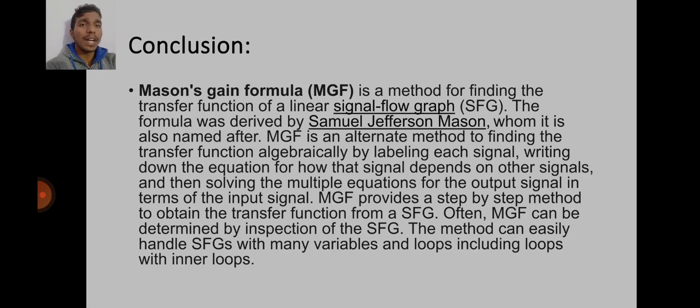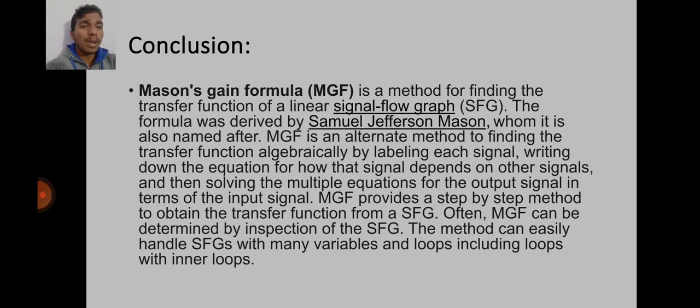Conclusion. Mason's gain formula, shortly known as MGF, is a method of finding the transfer function of a linear signal flow graph. The formula was derived by Samuel Jefferson Mason, after whom it is named. Mason's gain formula is an alternate method to finding the transfer function algebraically by labeling each signal, writing down the equation for how the signal depends on the other signals, and then solving the multiple equations for the output signal in terms of the input signal.